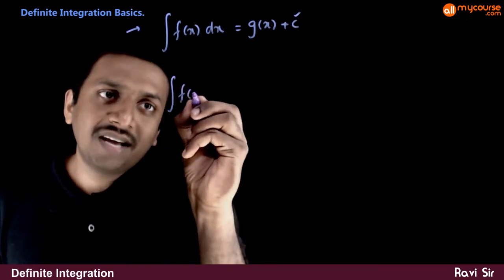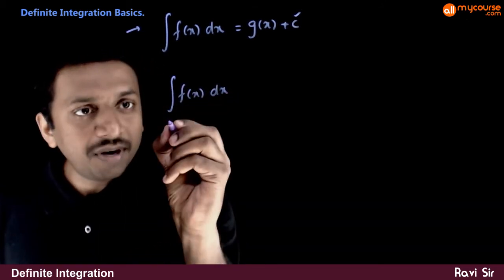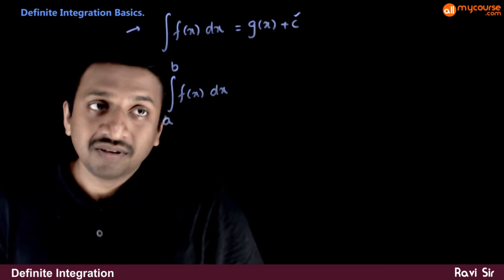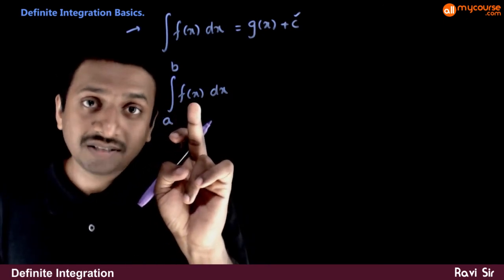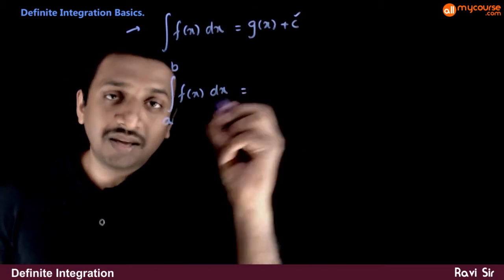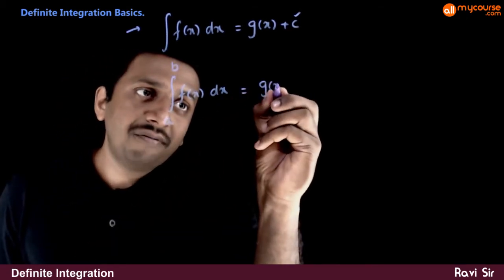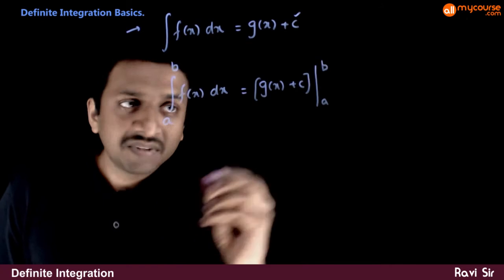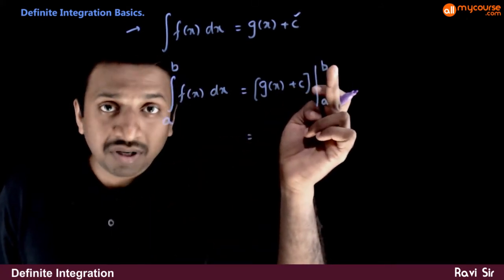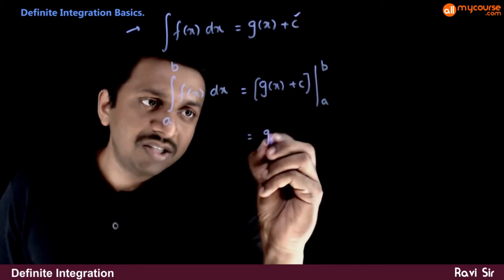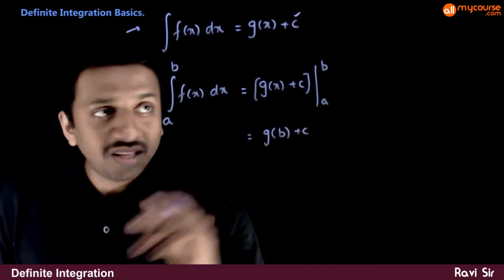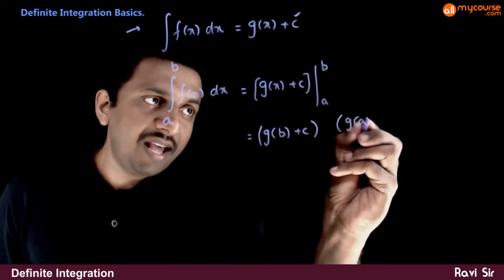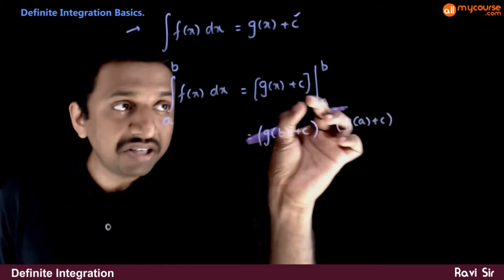Now, what is the definite integration of f of x between the limits a and b? So these two are called the integration limits. So definite integration of f of x in the limits a and b is defined as g of x plus c in the limits a and b. That is nothing but you do the substitution of upper limit in the function. That is g of b plus c is the value of this integral at the upper limit, and g of a plus c is the value of this function at the lower limit.